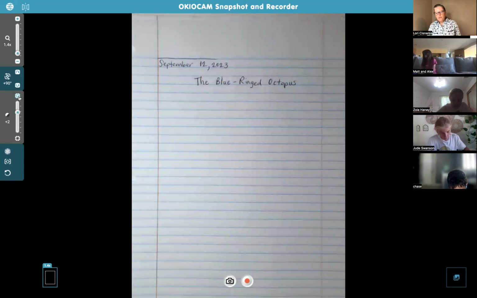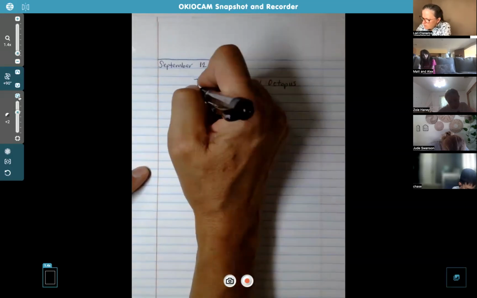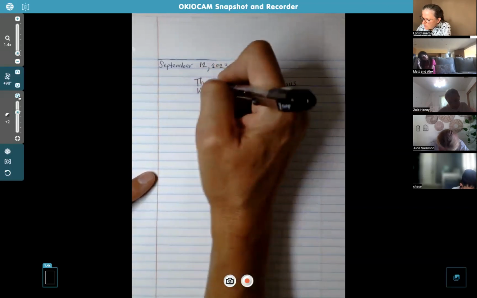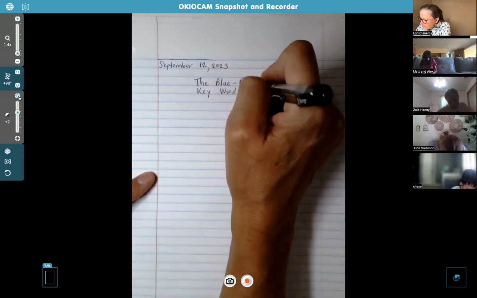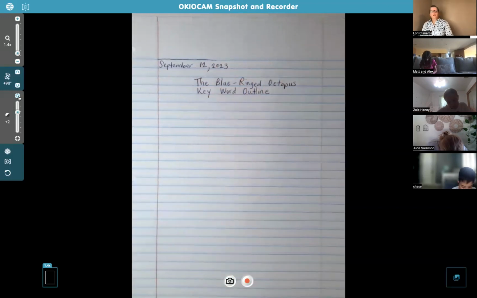I call it an article because it's not really a story, right? It's a factual piece of writing. So we're learning from it. We learned about the blue ringed octopus. Okay, once you get the title down, right underneath that, I want you to write the words key word outline. I'll give you a second to write that down.